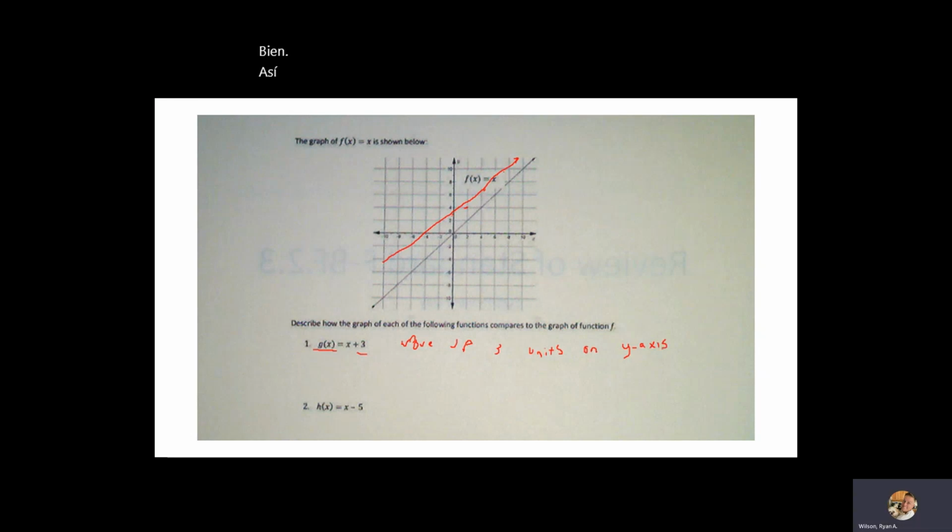So if a positive number on the outside of a function causes you to move up on the y-axis, what do you think a negative number causes to occur? Yeah, so what do you think number 2's answer is? Yep, move down 5 units. I'm going to spell really good. On y-axis. Okay? This is a transformation of the y-axis for this linear function.